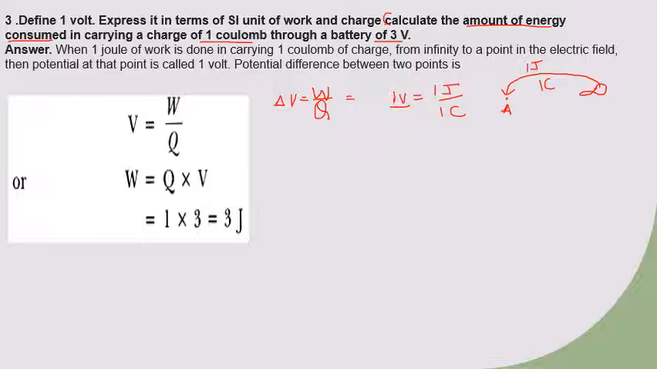Okay, now let's do the second part of the question. Calculate the amount of energy required. We know that the energy required to move a charge is nothing but the work done. Whenever you have to move a charge, that means work is done to move that charge. From this simple formula, work is equals to V into Q, voltage into charge. The voltage given is 3 and the charge is 1. So the work done over here is 3 joule.